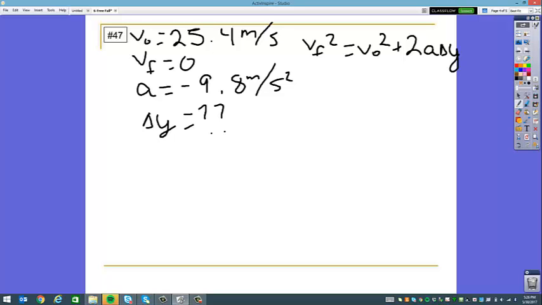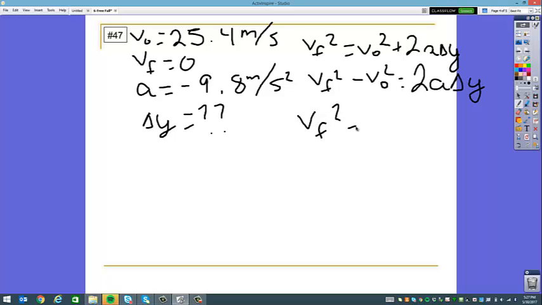So solve it for delta y. Vf squared minus v naught squared equals 2a delta y. Sorry, I messed up for a second. Y'all can go ahead and keep going. So vf squared minus v naught squared over 2a equals delta y, and then plug in and solve.